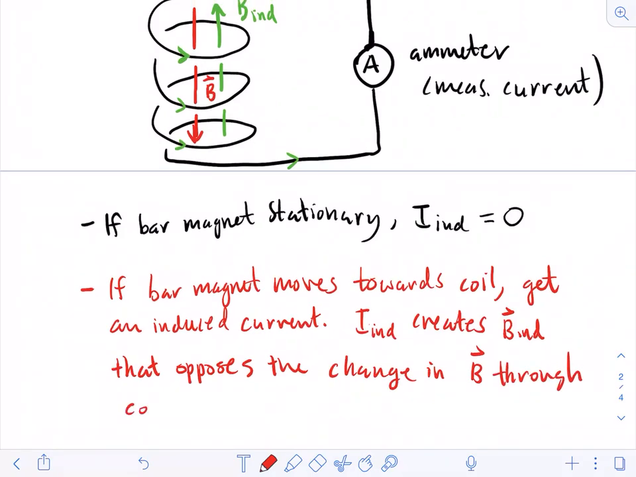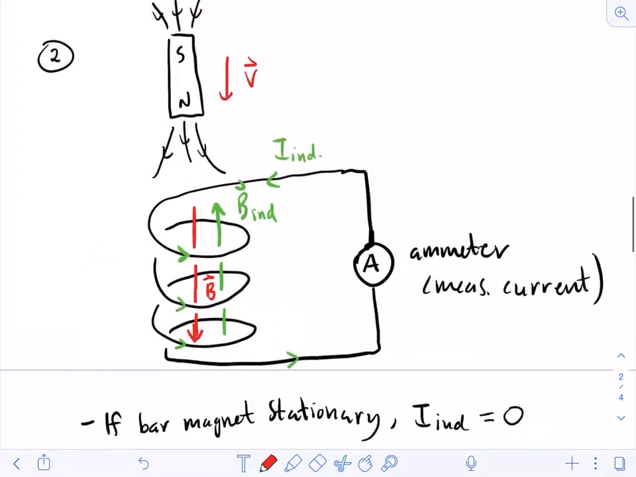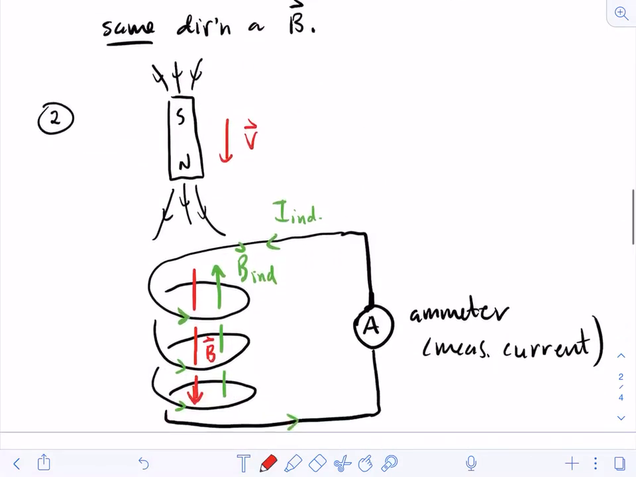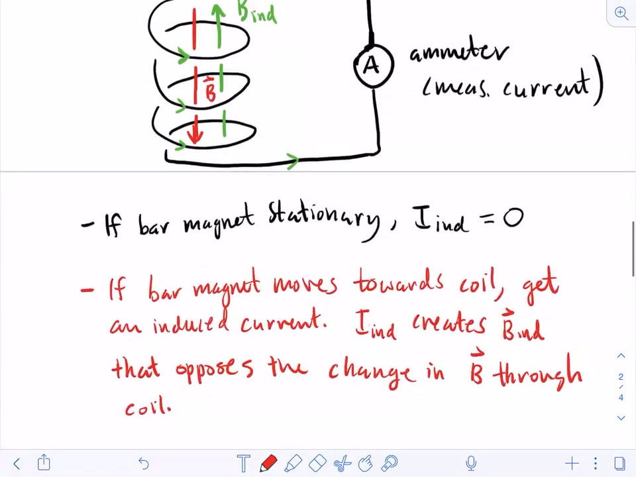And so let's think about what that means. The change in the magnetic field through our coil: initially, if the bar magnet was far away, there'd be no magnetic field in our coil. And then as we move it towards the coil, B is increasing in the downwards direction. And so to oppose that change, the induced magnetic field is in the opposite direction, and that determines whether our induced current is flowing clockwise or counterclockwise.